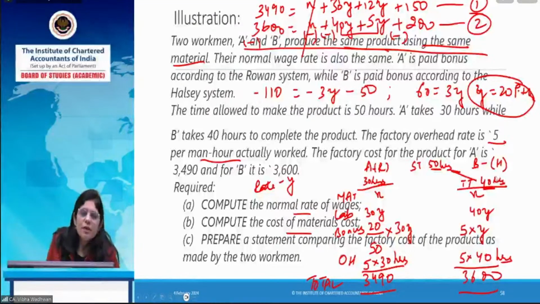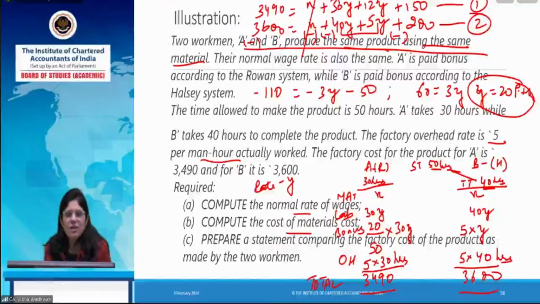Mamta, we have assumed the material. You have to assume. See, factory cost is made up of material, labor, and overheads. And you don't know the wage rate. You don't know the material cost, but you know the factory cost. So factory cost is given to you. That means material, labor, and overheads, all three form part of factory cost. Material you have to assume as X. Labor, the rate is not given, but you can calculate the labor wages plus bonus because they are giving the bonus as per Halsey and Rowan. And then the overheads. Overheads are given in the question: rate per hour and actual time taken.